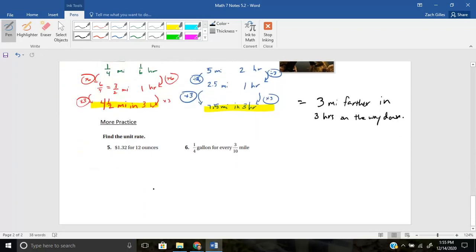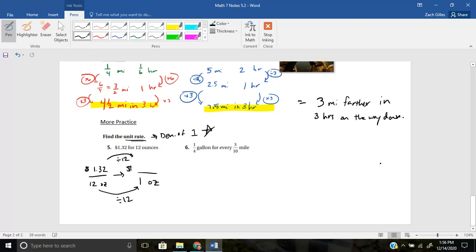Okay, go ahead and pause to practice finding the unit rate for 5 and 6. All right, for number 5, it costs $1.32 for 12 ounces. It wants the unit rate, so it wants to know how much money it costs not for 12 ounces, but per 1 ounce. Remember, unit rate has that denominator of 1. Might want to write that down. It's easy to forget that. So how do I go from 12 ounces to 1 ounce? Well, I just divide by 12. 12 divided by 12 will give me 1. So I need to divide by 12 on top as well.